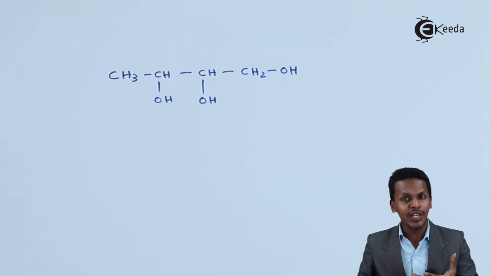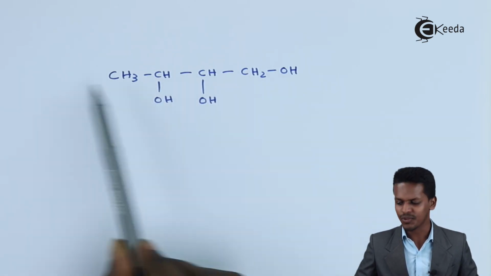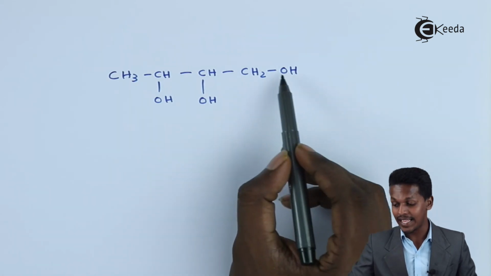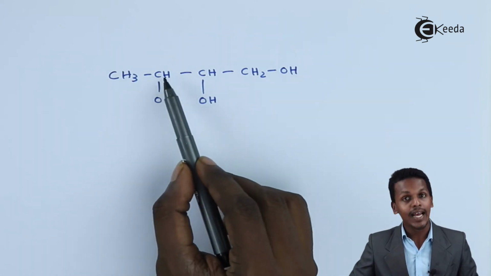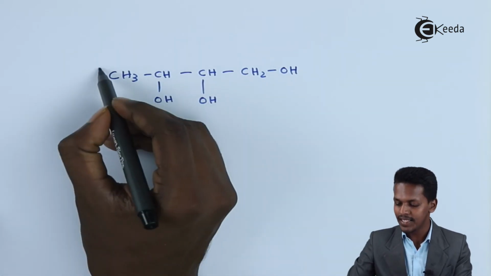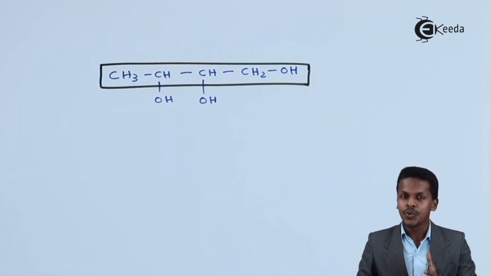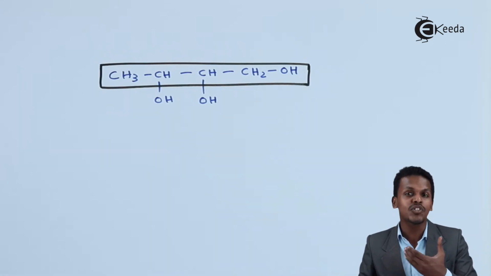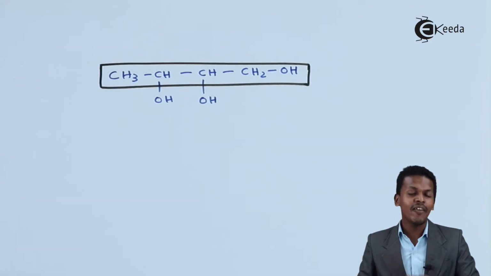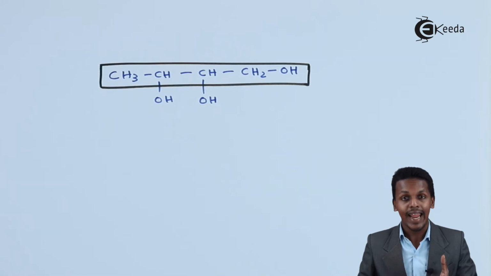The longest chain containing the carbon atoms and the functional group, I can number as 1, 2, 3, 4. This is the longest chain, and we can also find the attachment of the functional group: here there is OH, OH, and here also there is OH. So this is the longest chain that I have decided. But if we have understood the second rule, then the OH group should be nearer to the terminal carbon atom, so the functional group should be numbered from the end where it is nearer.